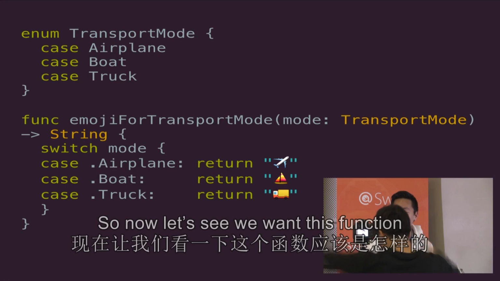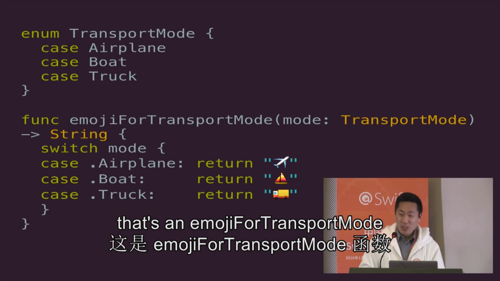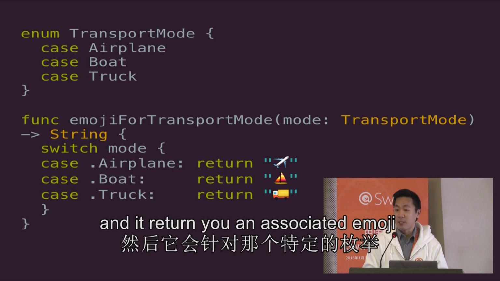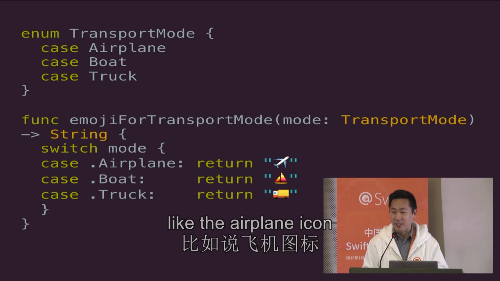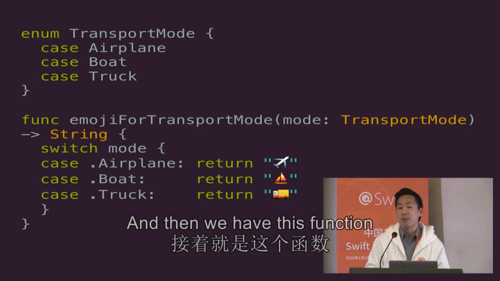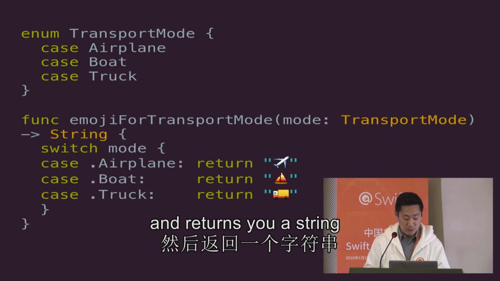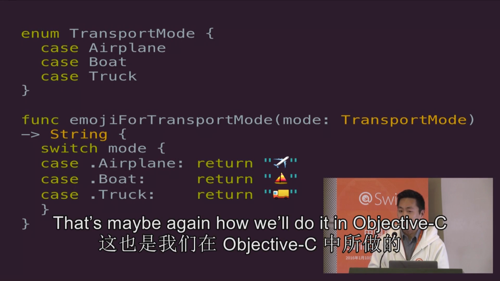All right, so now let's say we want this function, an emoji for transport mode. So you pass in an instance of your enumeration, and then it returns you the associated emoji for that particular thing, either like the airplane icon, the boat icon, and so on. So we have our enumeration definition, and then we have this function. It takes an enumeration instance and returns you a string. That looks all right. That's maybe, again, how we would do it in Objective-C.